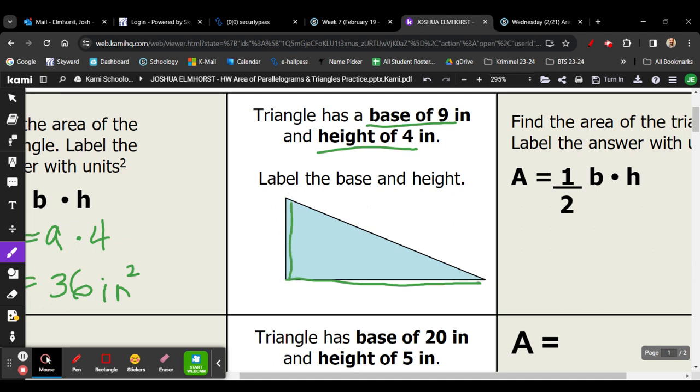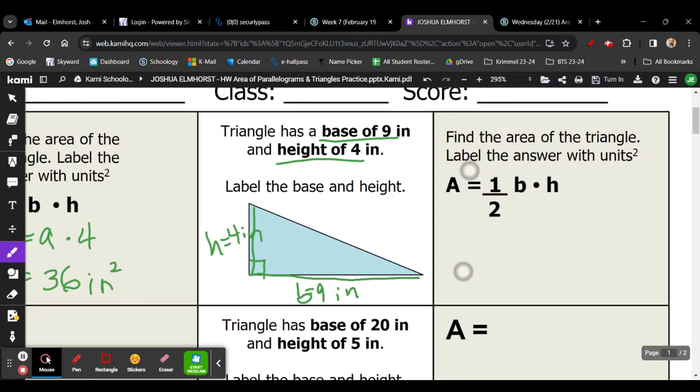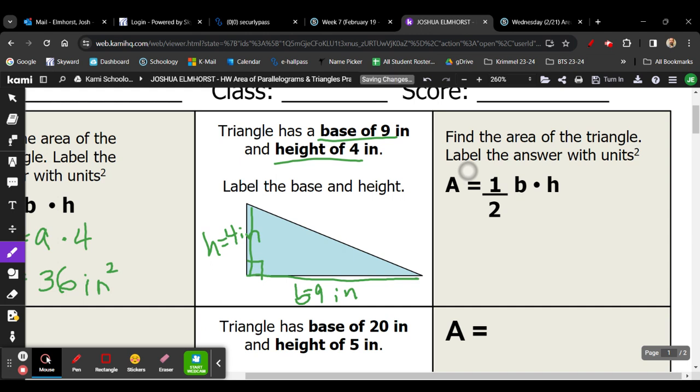So let's label here the base and the height. The base and the height are going to be perpendicular, 90-degree right angles. So the base is 9 inches. The height is 4 inches. And we slightly modify the area formula for a triangle to include this 1/2. So area equals 1/2 times 9 times 4. You can put them in parentheses or put a multiplication symbol in the middle. Either way, it's all going to mean the same thing.